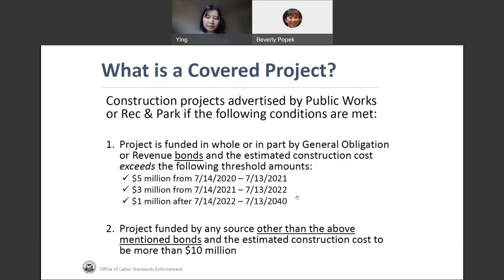So if a project is funded by both general funds and bonds, the higher standard, which means the lower dollar threshold, would trigger PLA.